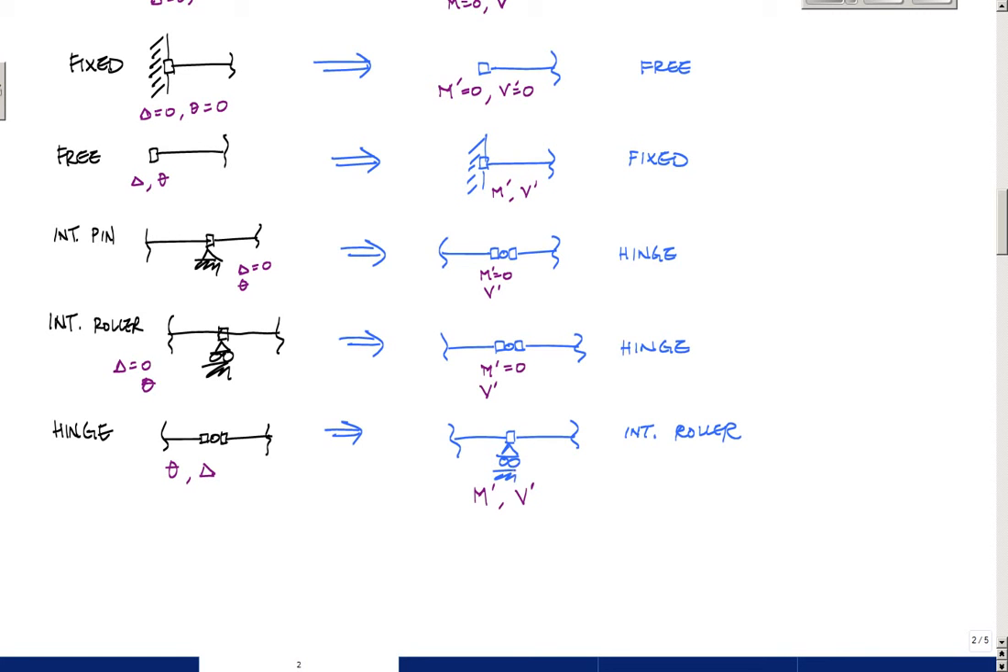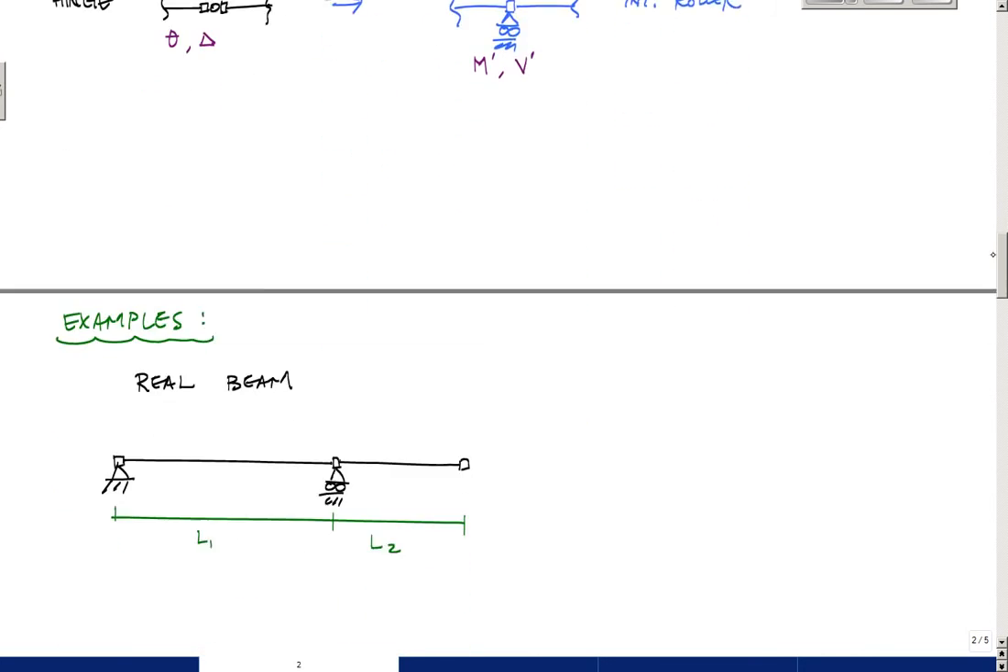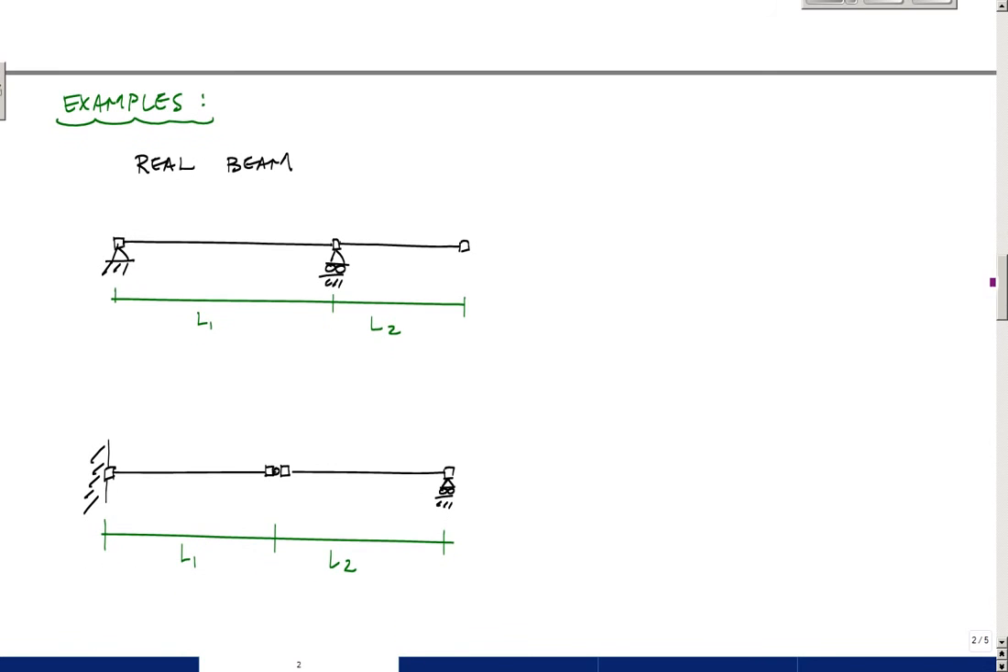And let's do a couple examples just to see what that looks like for us in terms of taking a real beam into a conjugate beam. So I got a couple examples set up here. So I've got this real beam here, and I want to take this into my conjugate beam. So these will be my conjugates, or my bizarro beams, conjugate beam right here.